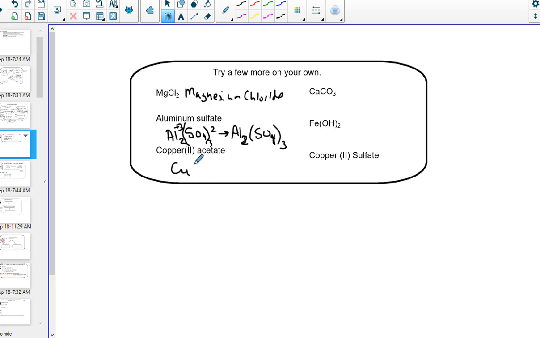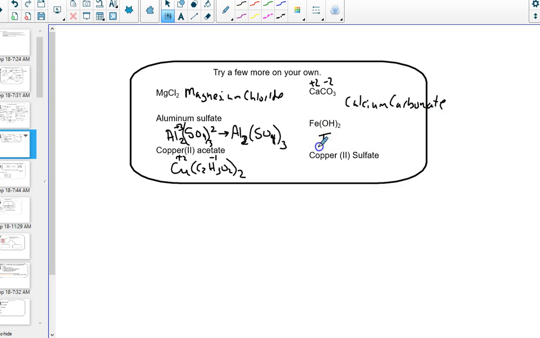Copper 2 acetate. Okay. Cu, parentheses, C2H3O2, parentheses, 2. This was a +2 charge. This is a -1. When you get better at it, you can just jump right into it. Calcium carbonate, +2, -2. Alright, so this is just the name of these guys. Calcium carbonate.